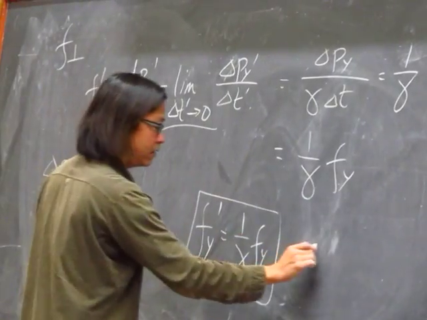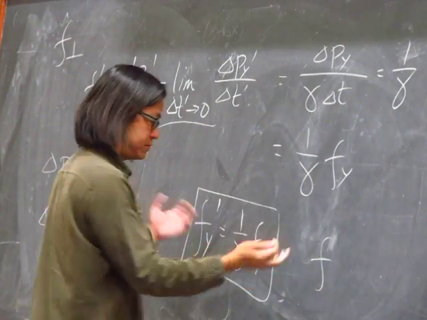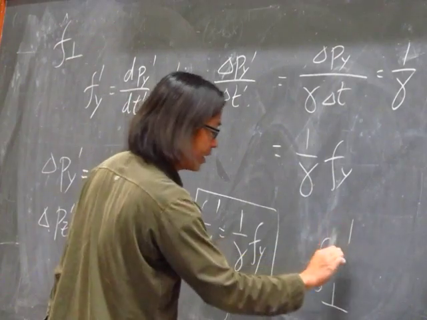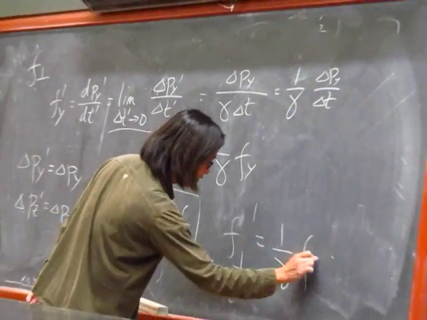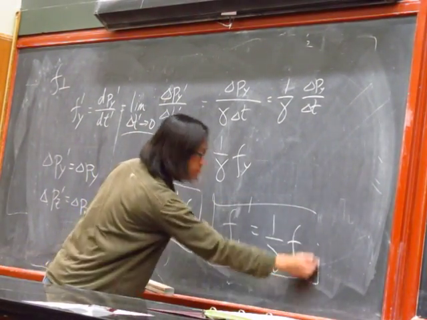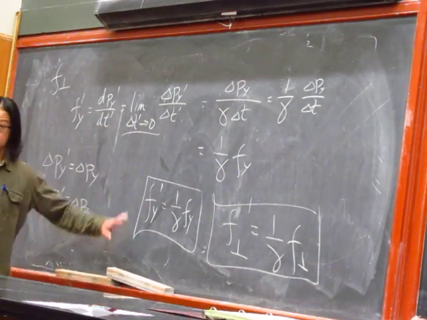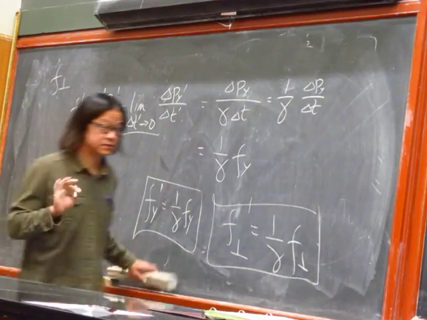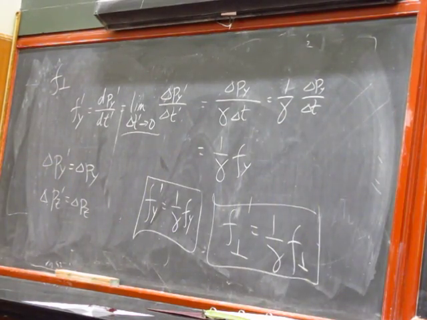Or sometimes, because you don't really worry about whether it's y or z, you have F perpendicular prime is 1 over gamma F perpendicular. And so this is what we know about force transformation, the 3-force transformation. So it's a standard classical force. So this is what you see in the lab.